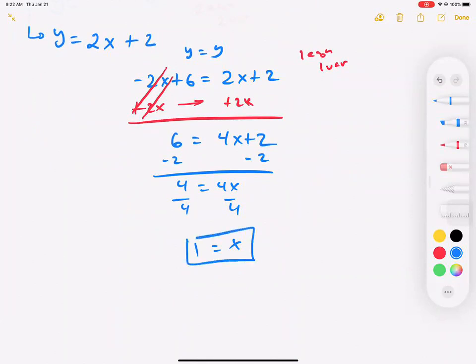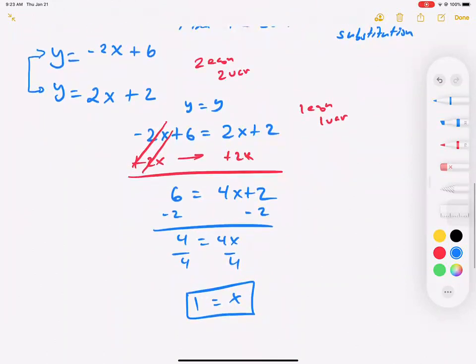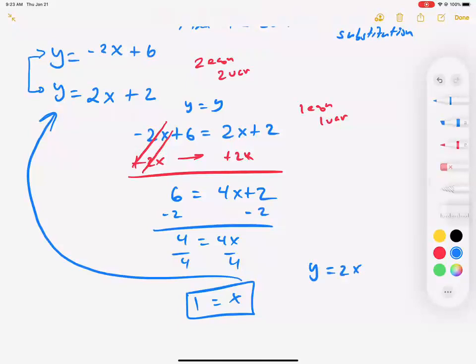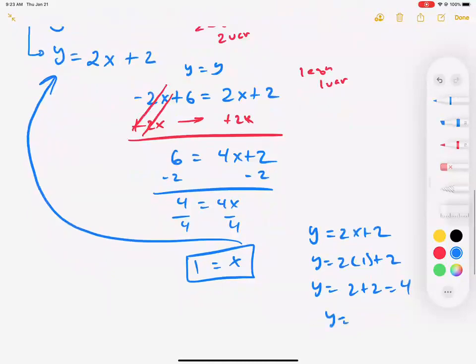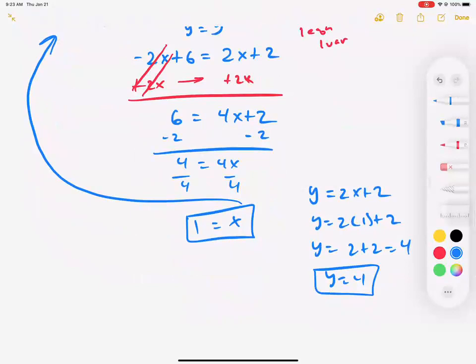Now that we solved for x, we are not done because we've had variables x and y. Now again, you get to choose. Do you want to plug into the first or the second equation? I'm going to pick the second one. I don't have a minus sign. That seems easier to me. y is equal to 2x plus 2. y is equal to 2 times 1 plus 2. y is equal to 2 plus 2 is 4. Okay, so y is equal to 4. So my solution for this problem is the point 1 comma 4.